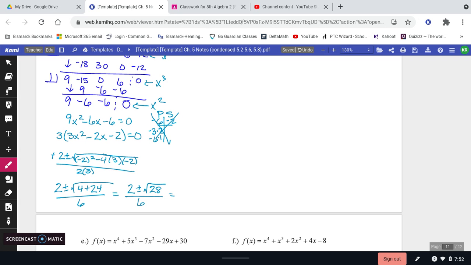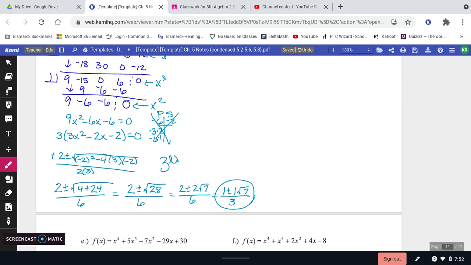Well, 28 is 4 times 7. That 4 is a 2 and 2, so that comes out. So 2 plus or minus 2 root 7 over 6. And then I can reduce. So this will be 1 plus or minus 1 root 7 all over 3. I divided all 3 terms by 2.